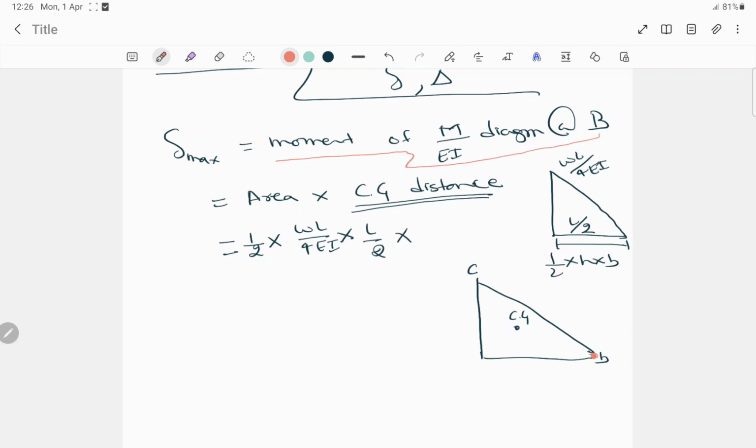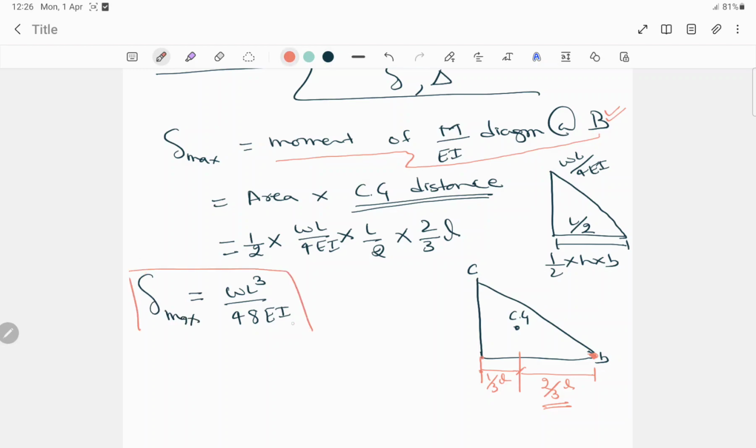So we are starting from this B. From B to the CG the distance is 2/3 of L, and if we are coming from the other side, then the distance to the CG will be 1/3 of L. As we are considering from the B side, we multiply by 2/3 of L. After simplifying, we get WL cube by 48 EI, and this is the value for the maximum deflection.